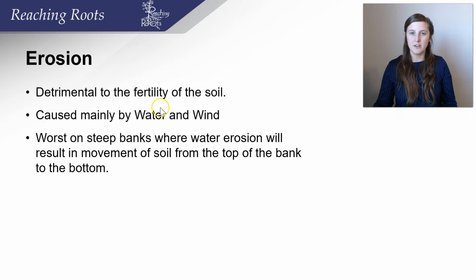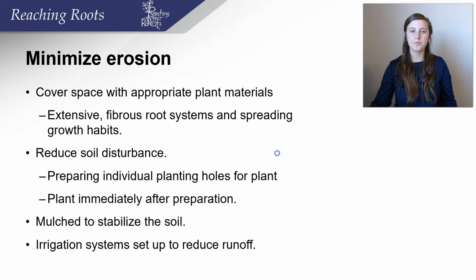Erosion is detrimental to the fertility and health of your soil. It's caused mainly by water and wind. It's worse on steep banks, where water erosion will result in the movement of soil from the top of the bank to the bottom, top of the hill to the bottom. To minimize erosion, it's important to cover your soil with some type of plant that has an extensive root system to hold onto the soil. Extensive fibrous root systems spread and grow into the soil, making sure that it doesn't wash or blow away.